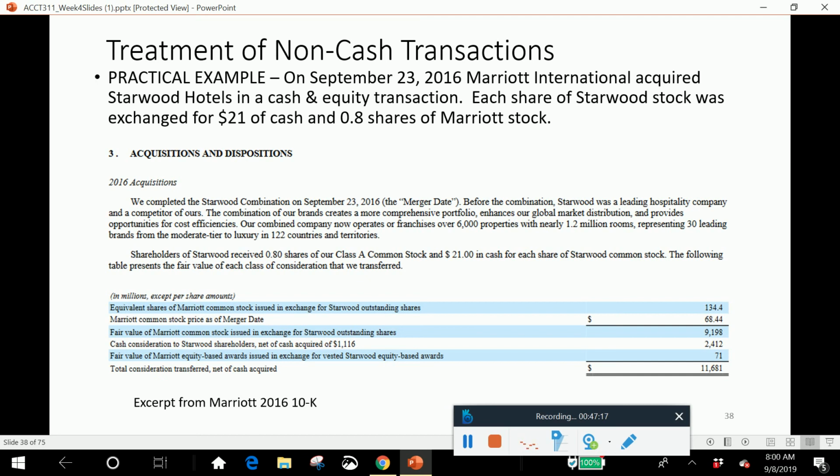And what you'll actually notice is in the description down here below, the fair value of Marriott common stock issued in exchange for Starwood outstanding shares was almost $9.2 billion. So this was a very large transaction, and therefore it was important that it be disclosed even though it wouldn't show up on the statement of cash flows.